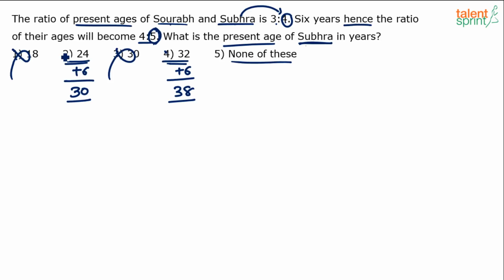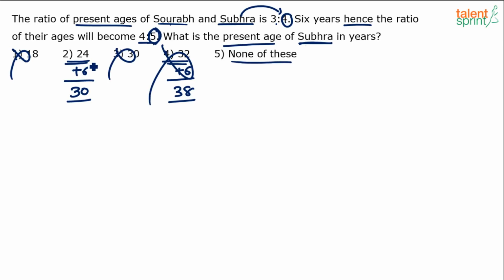Now, I know that after adding 6 years hence, Shubhra's age has to be a multiple of 5. Is 38 a multiple of 5? Option 4 gets eliminated. 38 is not a multiple of 5. Option 2, yes, we have got 30 and 30 is a multiple of 5. So option 2 looks like the correct answer. Option 2 is likely the correct answer.